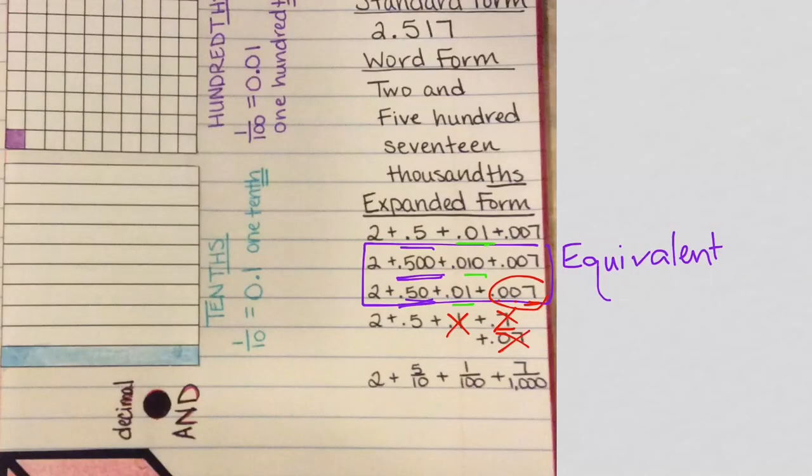And the way we wrote it earlier, you can also write it as fractions. You can write 5/10 as 5/10. You can write 1/100th as 1/100. And you can write 7 thousandths as 7/1000. Pause the video here and be sure you get everything copied down.